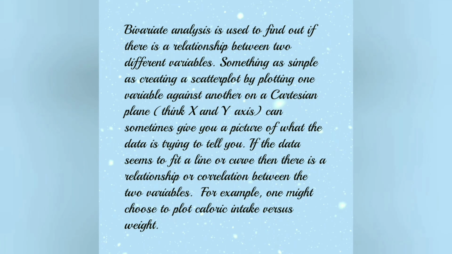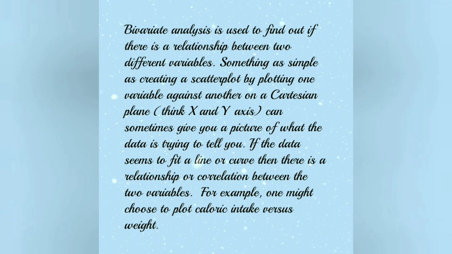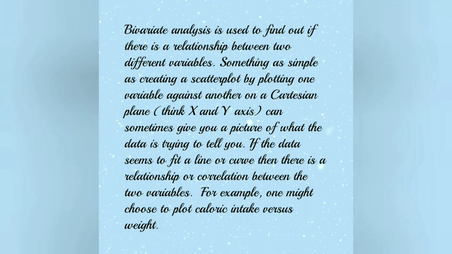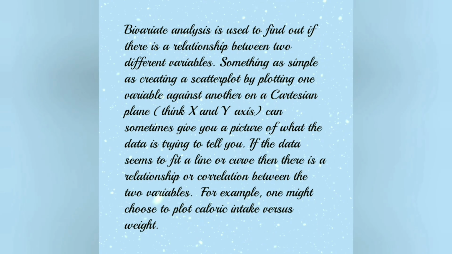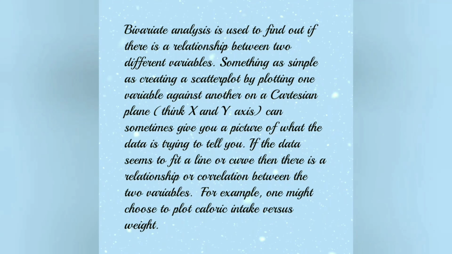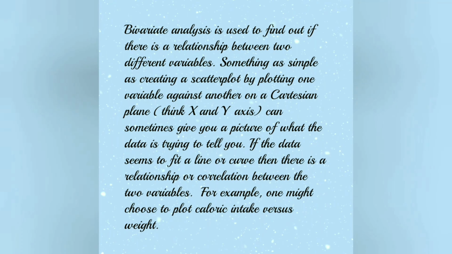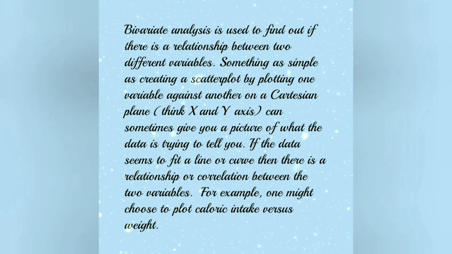Something as simple as creating a scatter plot by plotting one variable against another on a Cartesian plane, think x and y axis, can sometimes give you a picture of what the data is trying to tell you. If the data seems to fit a line or curve, then there is a relationship or correlation between the two variables. For example, one might choose to plot caloric intake versus weight.